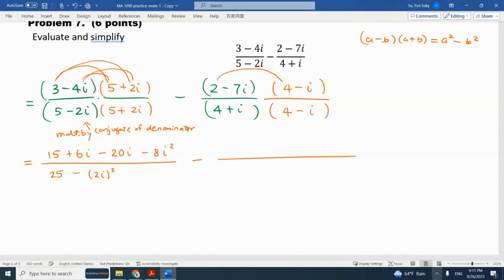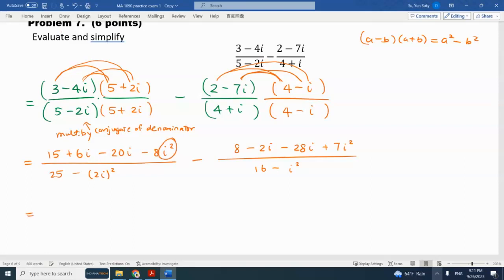And this side, 2 times 4 is 8. 2 times minus i is minus 2i. 7 minus 7i times 4 is minus 28i. Minus 7i times minus i is positive 7i squared. Denominator, a plus b times a minus b is a squared. 4 squared is 16 minus b squared, i squared.